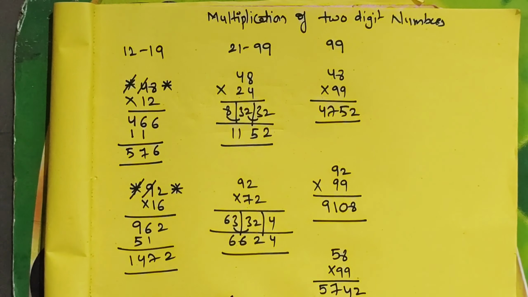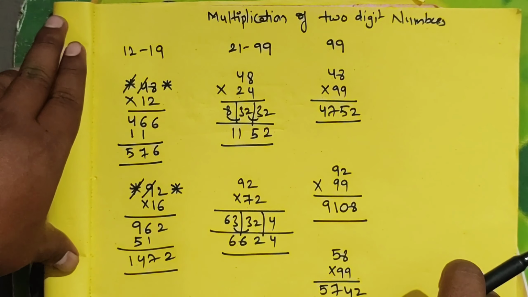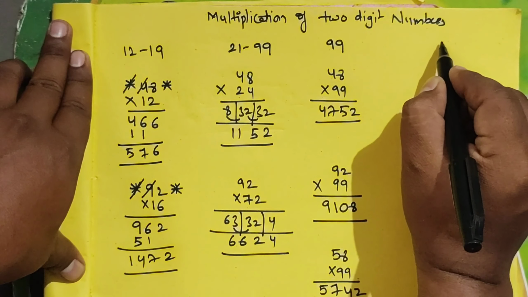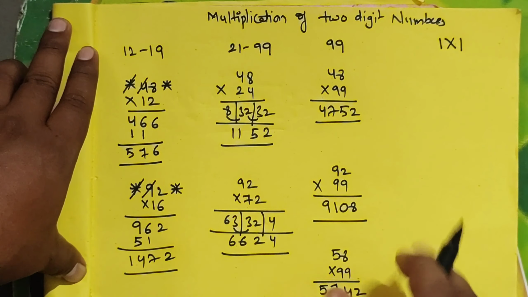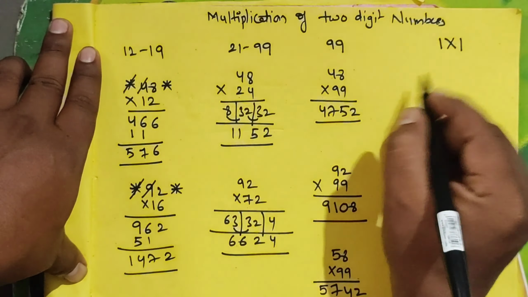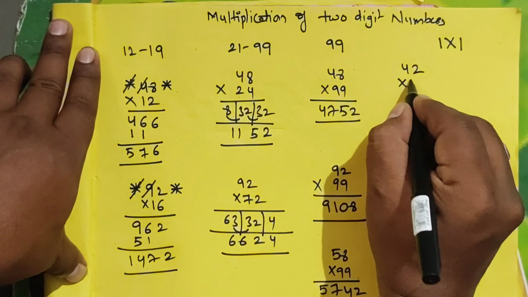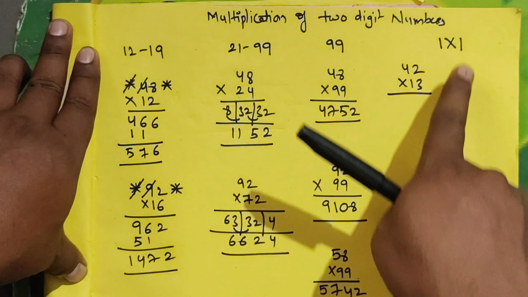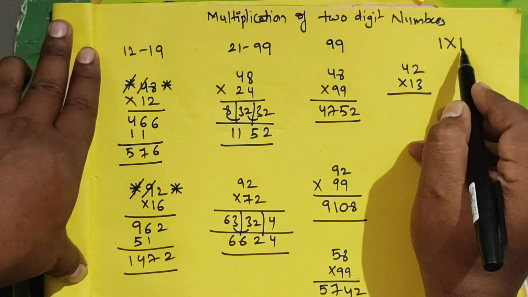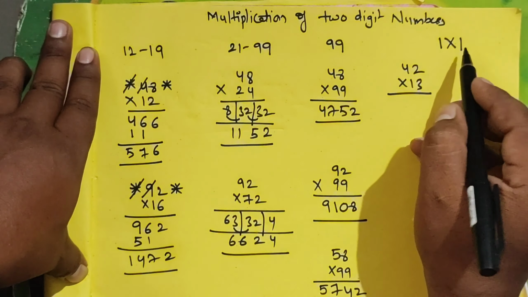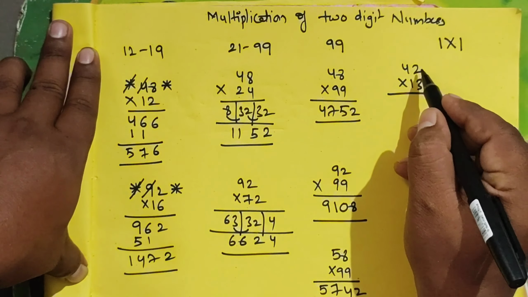Now, for any two digit number, you can follow one more method, the line cross line method. It's very easy. I will take one example here, 42 into 13. First of all, we have to start from right to left. So here we have the line. It means take only the last two digits, that is 3 into 2.